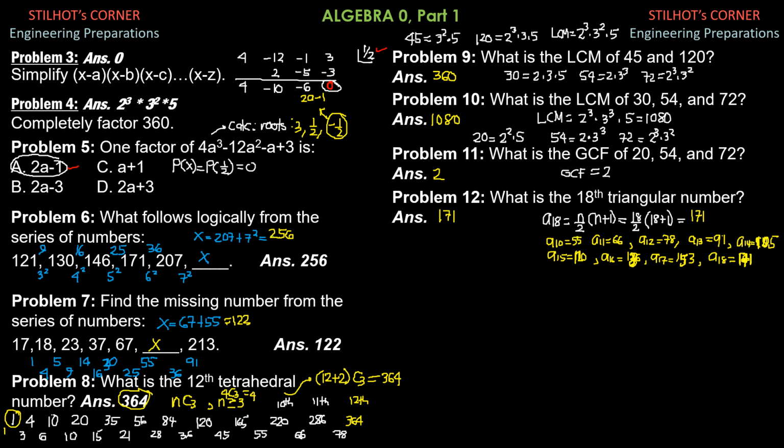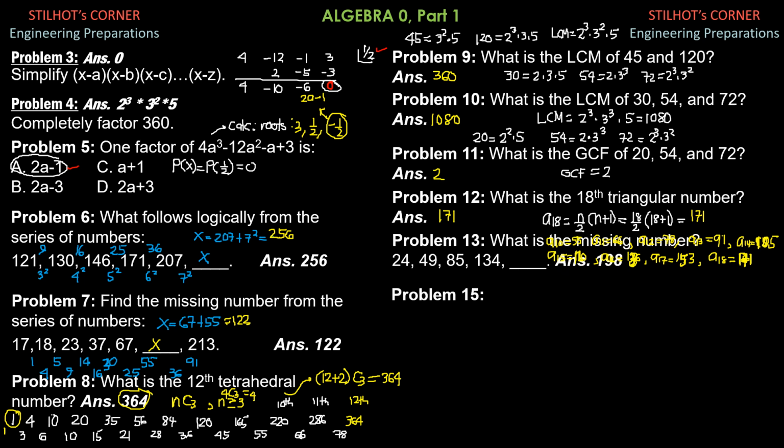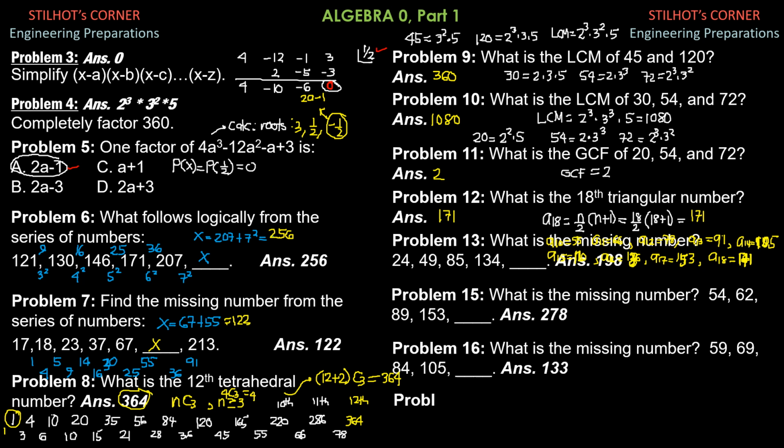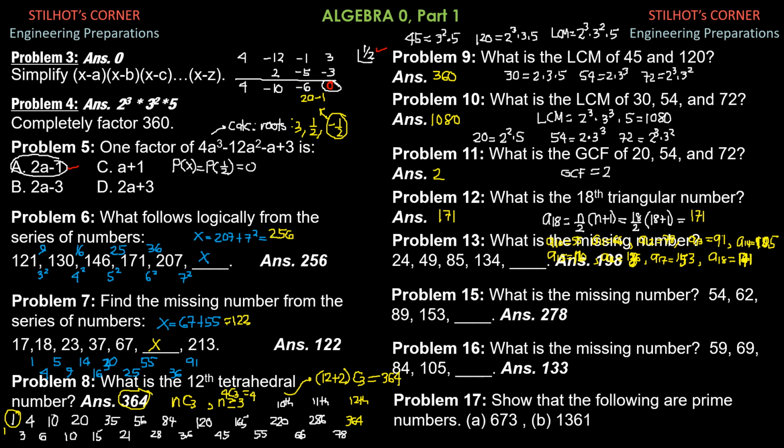So it's indeed 171. Then the next problem, what is the missing number? Because I provided the answers, I want you to solve those on your own. So problems 13, 15, and 16 should be solved by you. Anyway, the answers are provided. You have to verify these answers. I'll just show problem 17, that the following are prime numbers, 673.